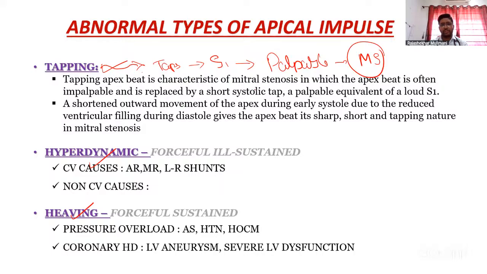So it is a very characteristic feature of mitral stenosis in which the apex beat is usually impalpable, but it is replaced by a short systolic tap, the palpable equivalent of a loud S1. A shortened outward movement of the apex during early systole, due to reduced ventricular filling during diastole, gives an apex beat with a sharp, short tapping nature in mitral stenosis. It is also called a hypodynamic apex, which tells you that your LV is underfilled due to a proximal stenosis, that is in the mitral valve.